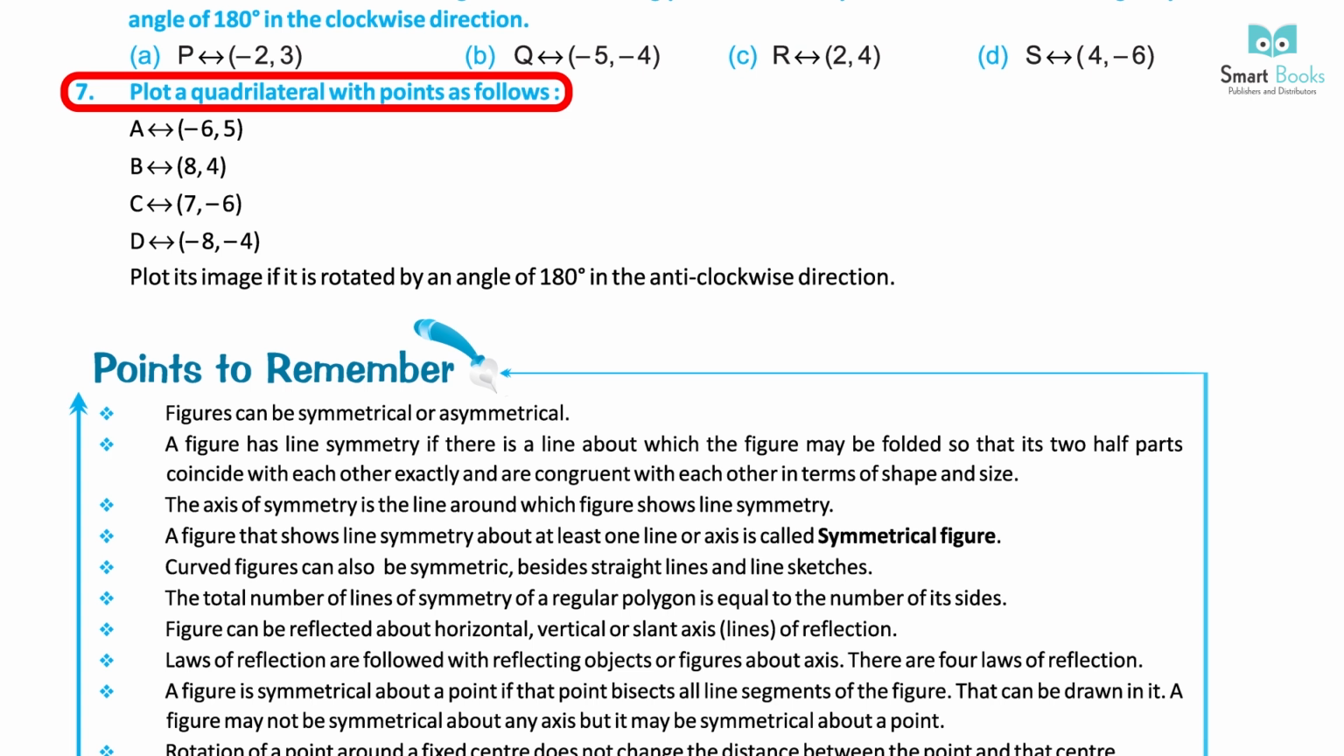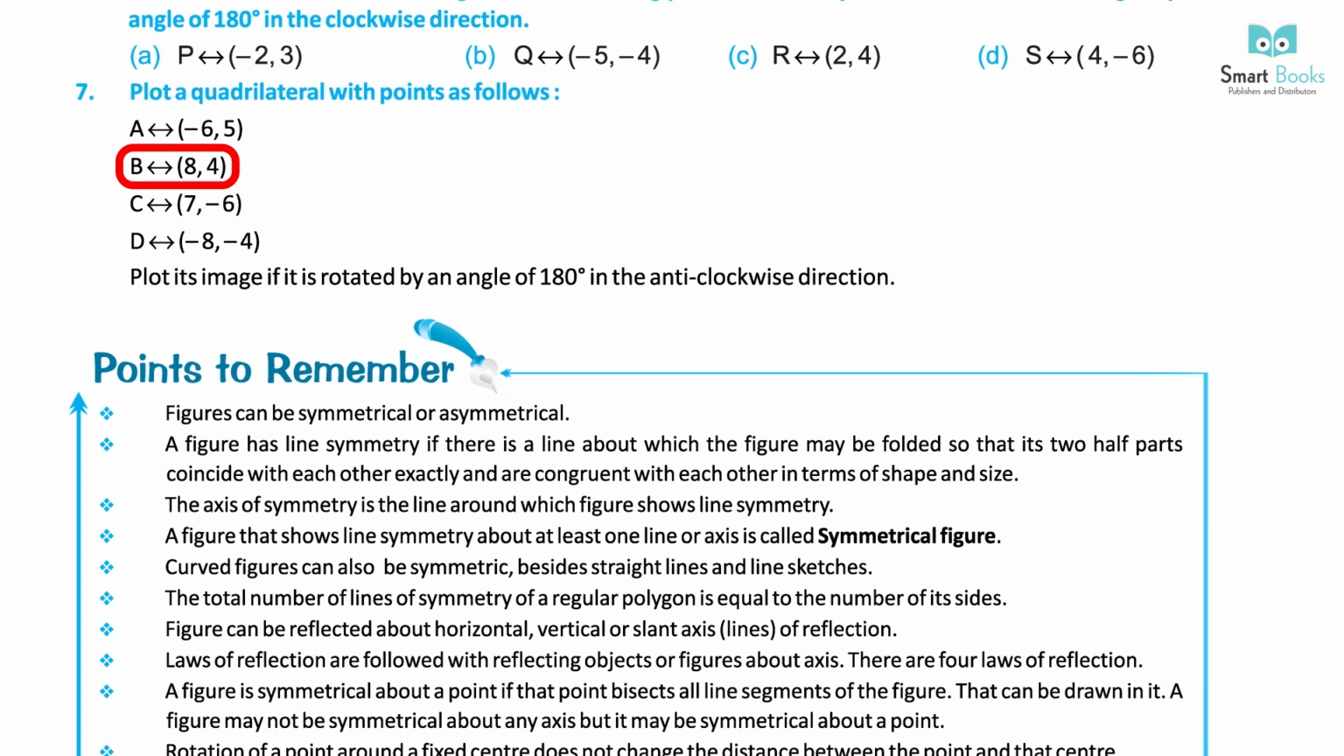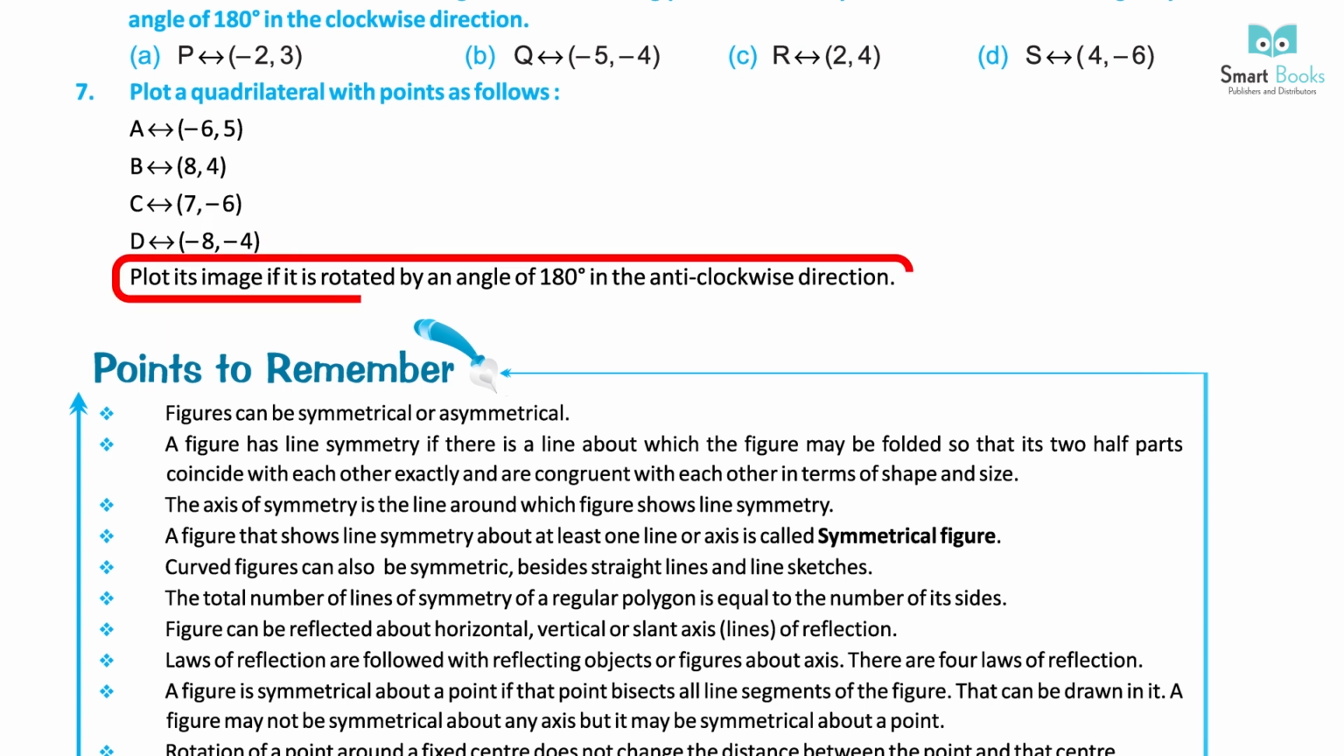Plot a quadrilateral with points as follows: A (-6, 5). B (8, 4). C (7, -6). D (-8, -4). Plot its image if it is rotated by an angle of 180 degrees in the anti-clockwise direction.